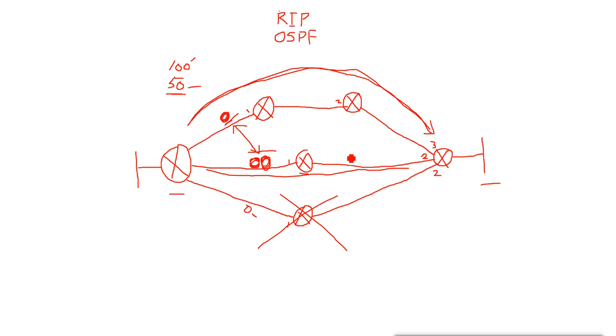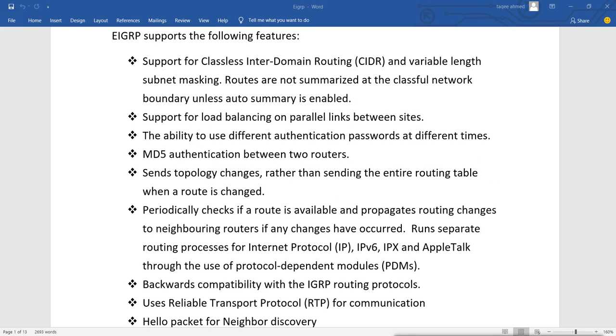So this is also a benefit of EIGRP, that it can use unequal paths for load balancing. All other routing protocols use equal paths only. They can use only equal paths, but EIGRP can use unequal paths. But that is not enabled by default. We have to enable it manually if we want to do that. So it supports parallel links between sites.